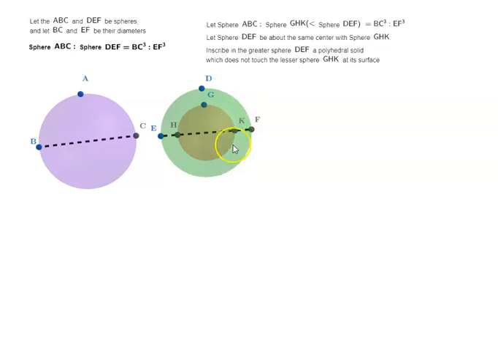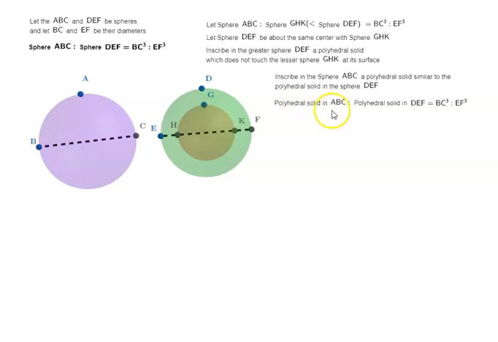In the previous proposition itself, we saw how to do that, so we are not going to actually do it, but you have to keep in mind that we have drawn a polyhedral solid which does not touch the inner sphere GHK. And again, inscribe in the sphere ABC a polyhedral solid similar to the polyhedral solid in the sphere DEF. We know that polyhedral solid in ABC is to polyhedral solid in DEF as the triplicate ratio of their diameters.